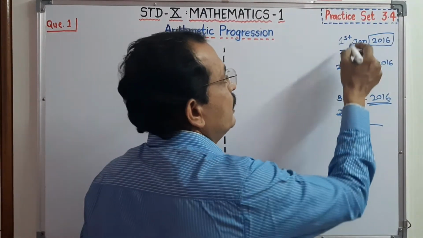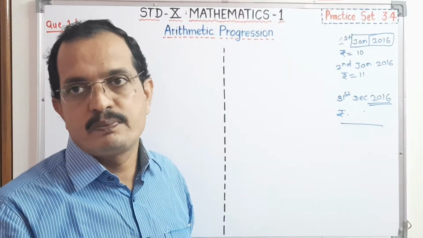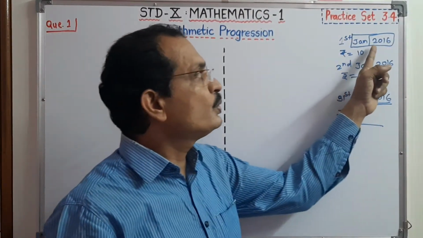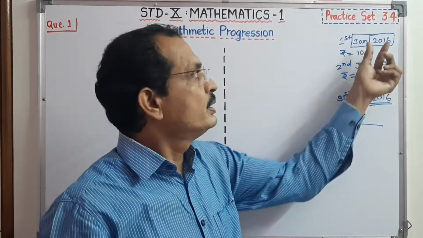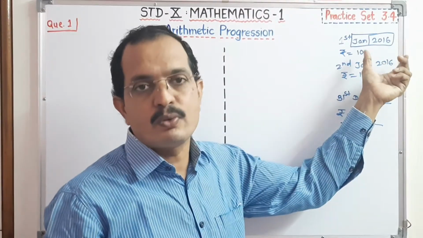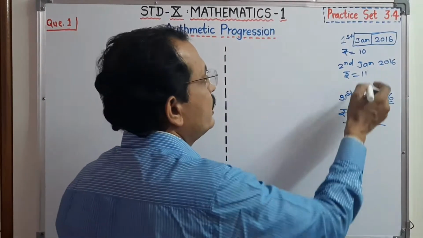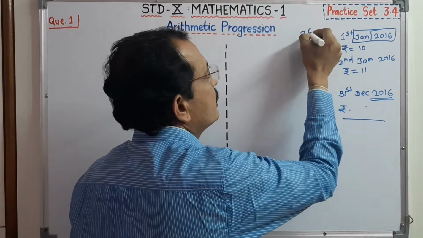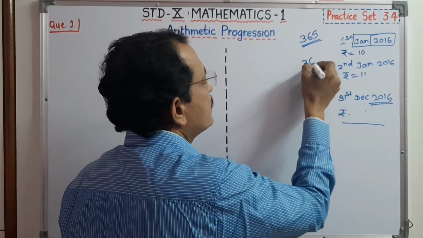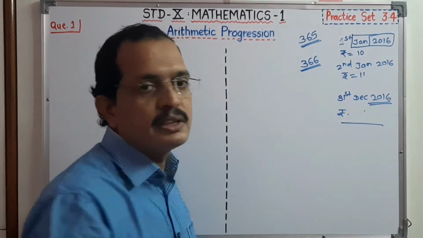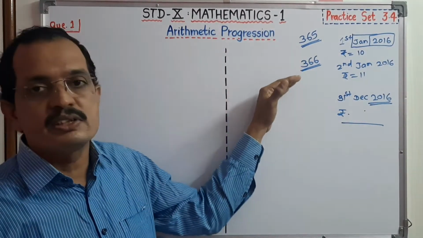Now see here, the year is specially mentioned as 2016. And dear student, all of you know that 2016 is a leap year. That means when the year is divisible by 4, it is known as a leap year. In an ordinary year there are 365 days, but in a leap year there is one more day, that is, 366 days. Therefore we have to make the sum of these 366 days.